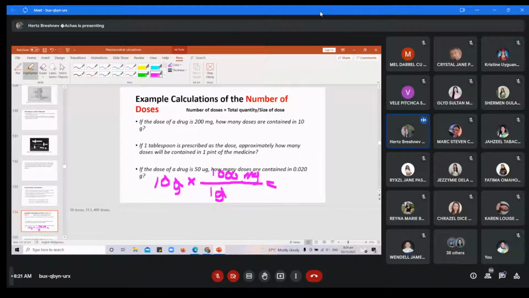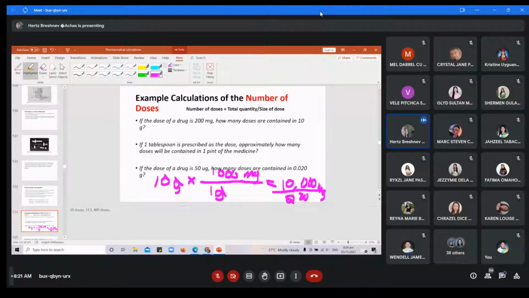So 10 grams times 1,000 is equivalent to 10,000 milligrams. And then divided by 200. This is the size of the dose.